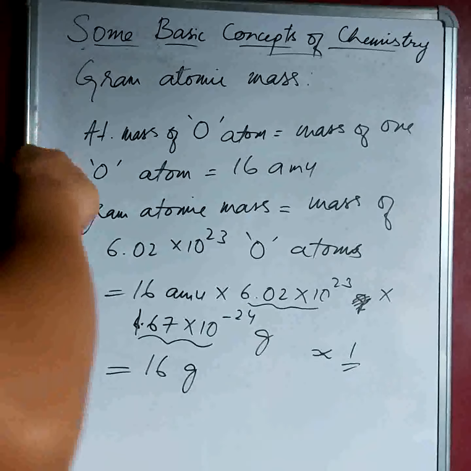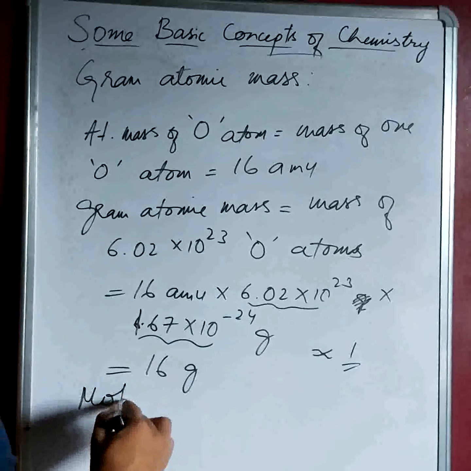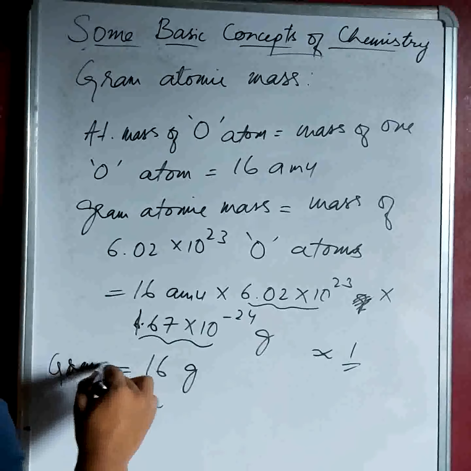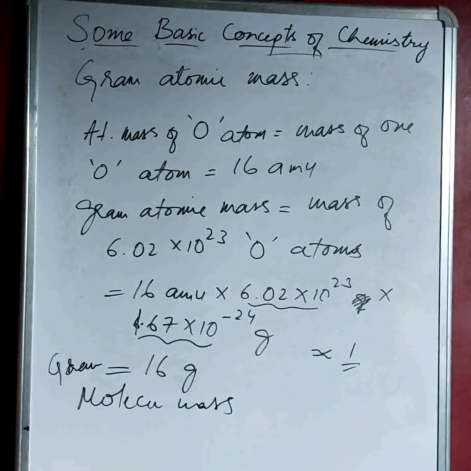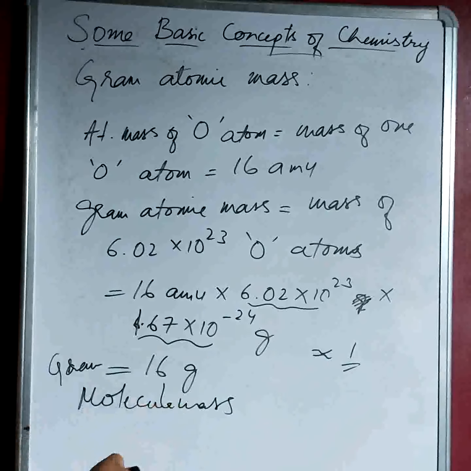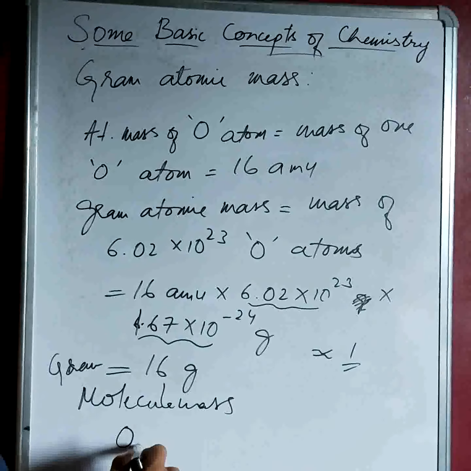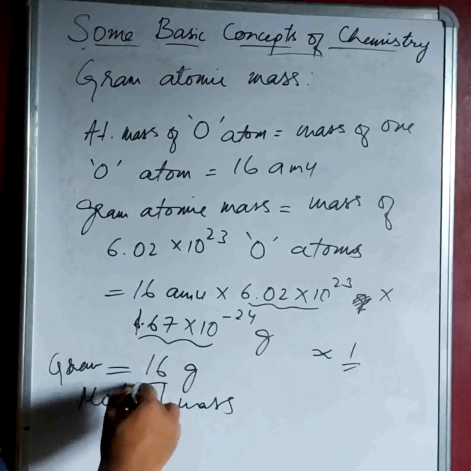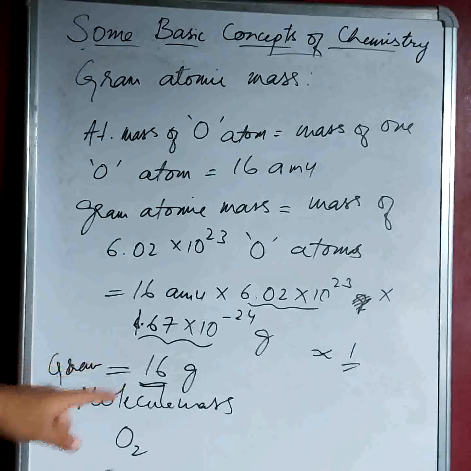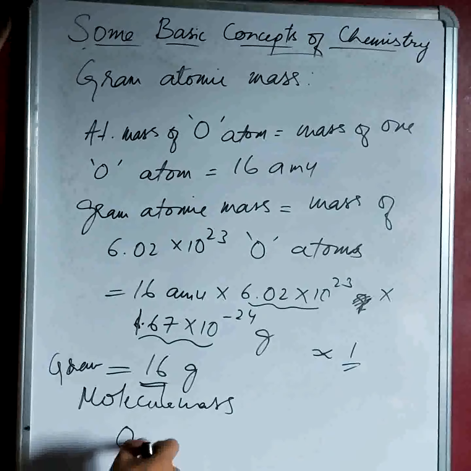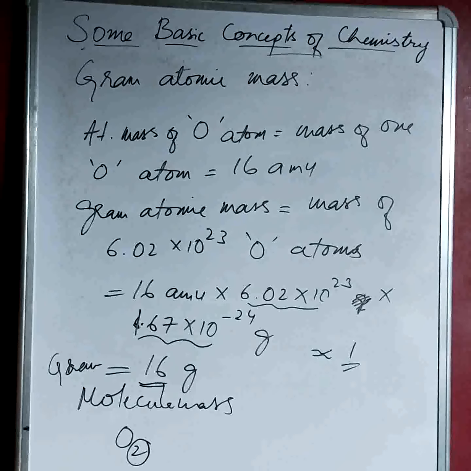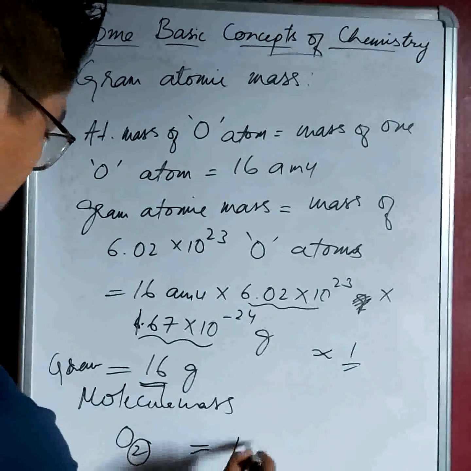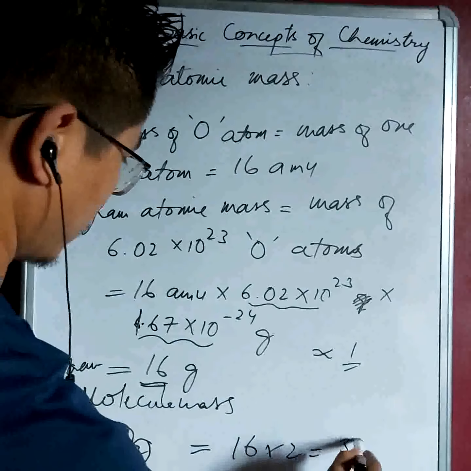Now we can also calculate the gram molecular mass in the same way. In a molecule, suppose an oxygen molecule, it has 2 atoms of oxygen, so we just multiply this answer, because we know the gram atomic mass of oxygen is 16, and we have 2 atoms of oxygen for the molecule, so the gram molecular mass of oxygen would be 16 into 2, which is 32 grams.